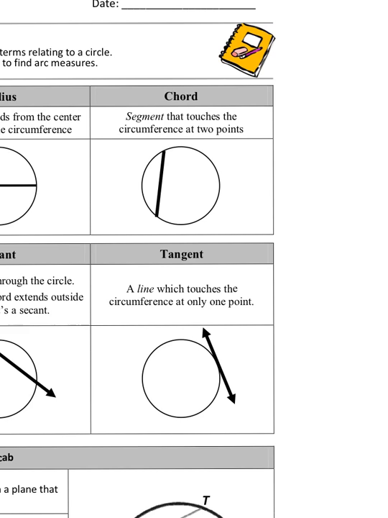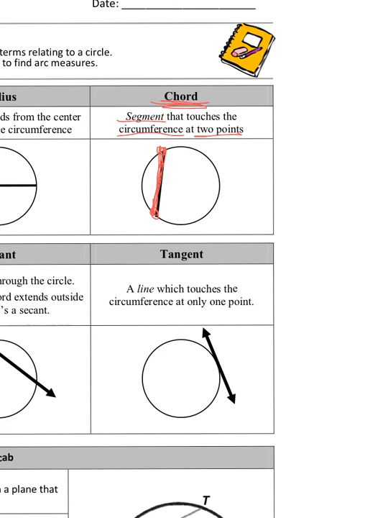Next two terms are both probably going to be new to you guys. The first one, chord. In this case, it has to be a segment, and its endpoints are going to be on the circle. So as you see, it says touches the circumference at 2 points. So these are the 2 points. It doesn't extend outside the circle, it's a segment.